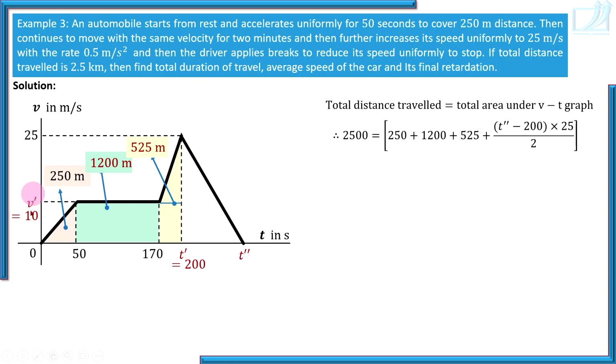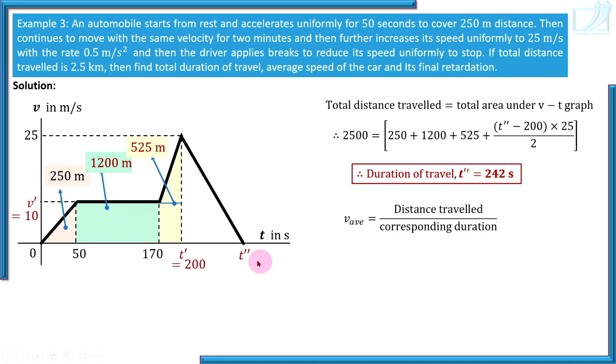this triangle, which is 25. Height means velocity in this diagram. So base into height by 2 because it is a triangular portion. So in this equation there is only one unknown, T double dash. So you will get the total duration of travel, 242 seconds. So T double dash is 242 seconds.